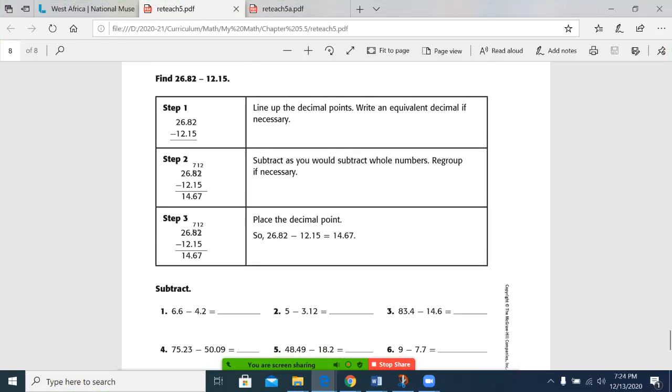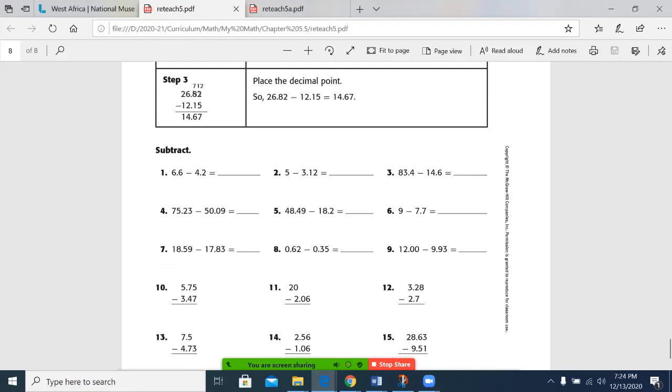I personally would do step 3 along with step 1, when you line up the decimal points and just put your decimal point right here. It works. Be easy. Then you don't forget. And then step 2, subtract as you would subtract whole numbers, regrouping as necessary. So let's do a couple of these.